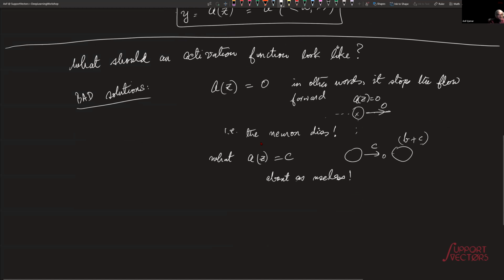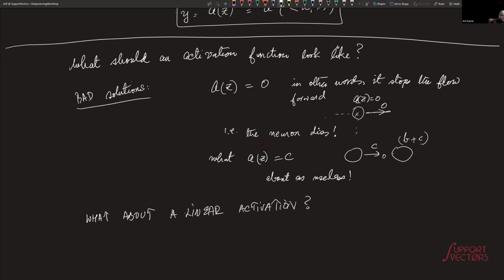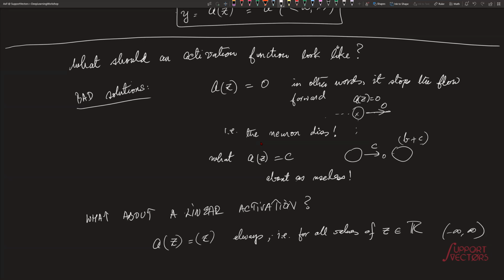What about a linear? So let's take this question. Suppose A(Z) is equal to Z always, i.e. for all values of Z belonging to the real number line, from -infinity to +infinity. Whatever input you give, it always produces the output as that. So this acts as a pass-through gate, isn't it?